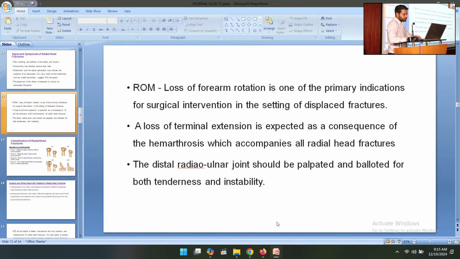Is there lateral epicondyle, head of the radius in between? You are getting some spots. Anconeus spot. Yes, sir. Range of motion, loss of forearm rotation is one of the primary indications for surgical intervention in setting of displaced fracture. A loss of terminal extension is expected as a consequence of the hemarthrosis which accompanies all radial head fractures. The distal radioulnar joint should be palpated and balloted for both tenderness and instability.